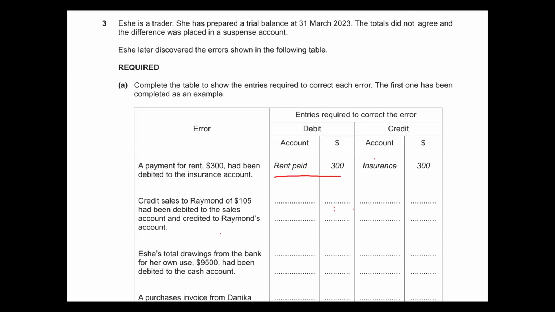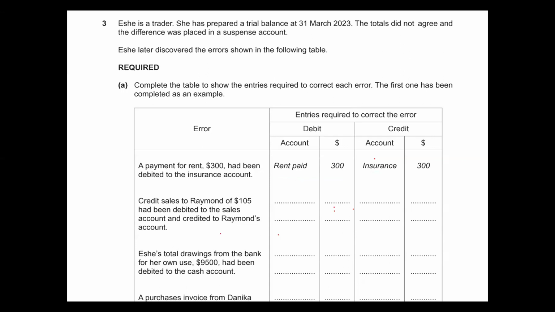You had debited the insurance account. Now you have to remove the money from the insurance account by crediting it. So we credited the insurance account and debited the rent account, for it is the one that is supposed to receive the amount. This is how it shall be done: you just have to show the account that is being credited and the one that is being debited.